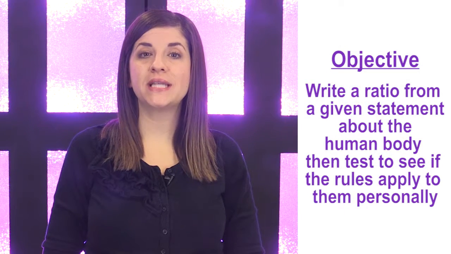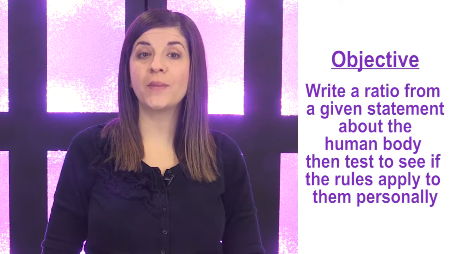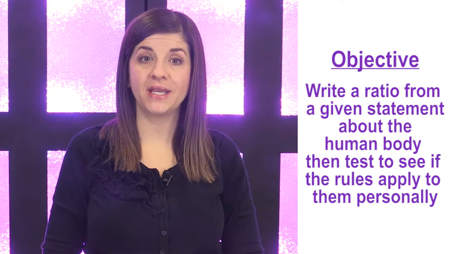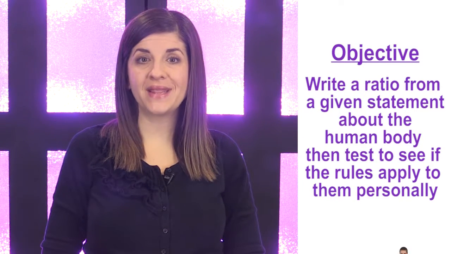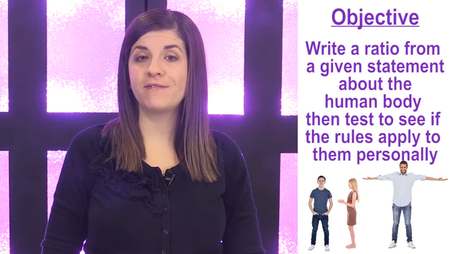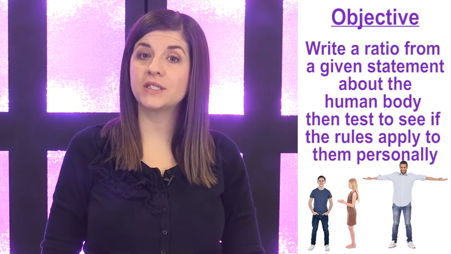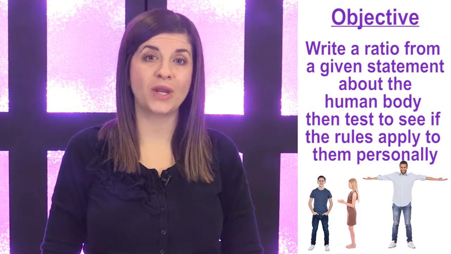The objective for this lesson was to write a ratio from a given statement about the human body, then test to see if the rules apply to them personally. We met this objective by measuring the length of various body parts and comparing to other body parts to test ratio rules.